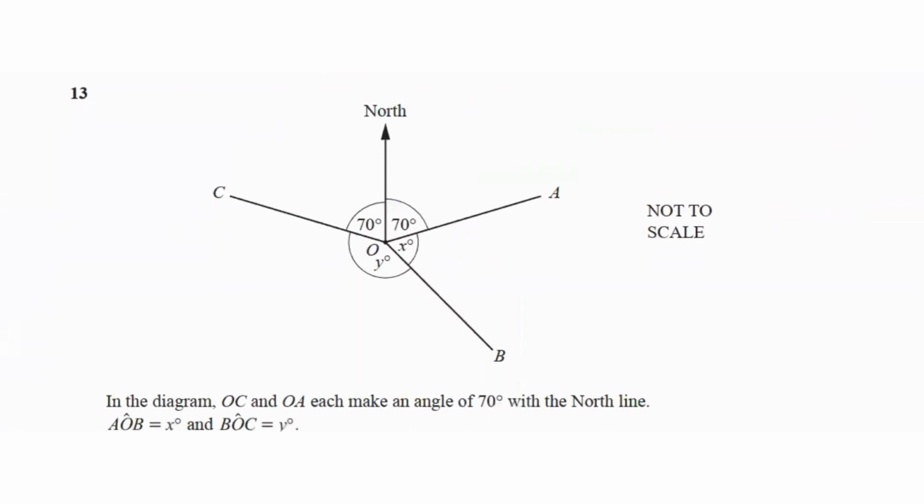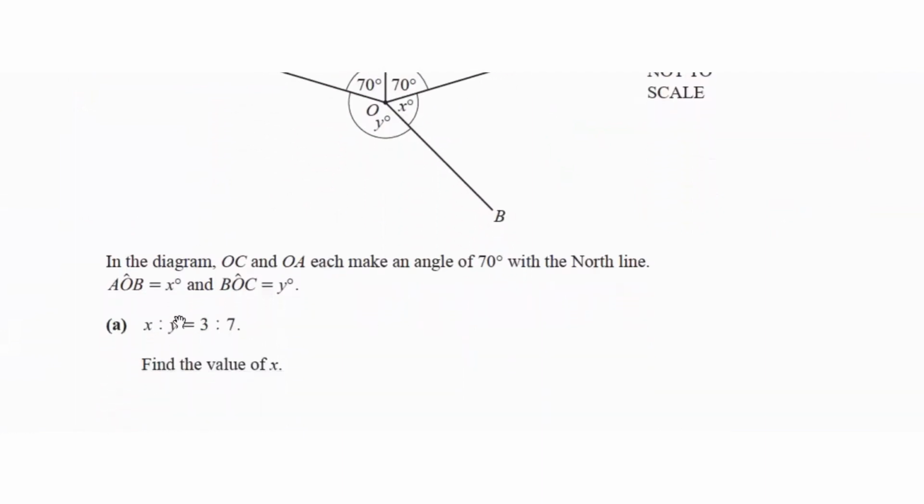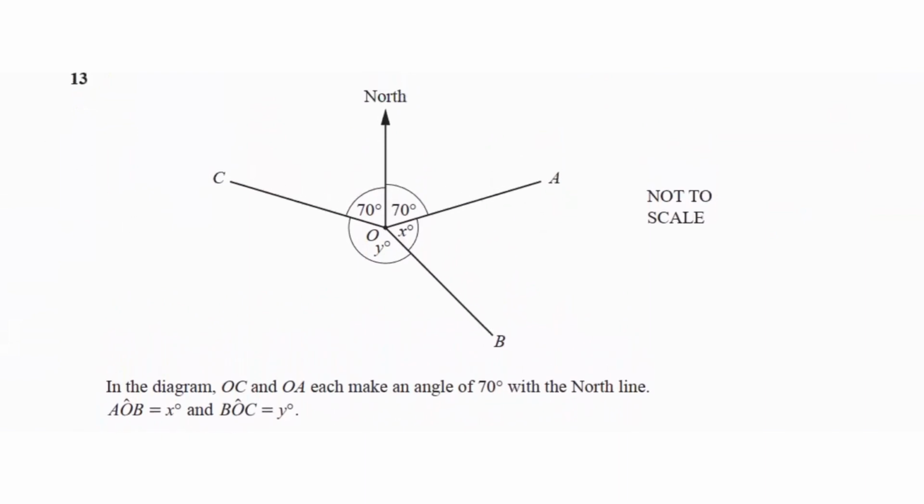Question 13 says in the diagram OC and OA each make an angle of 70 degrees with the north line. AOB is X and BOC is Y. X is to Y is 3 is to 7. Find the value of X. So we know X is to Y is 3 is to 7. So if you find 1 is to 7, that's going to be 1 ratio 7 over 3. I'm going to assume that this angle over here is theta and this is 7/3 of theta.